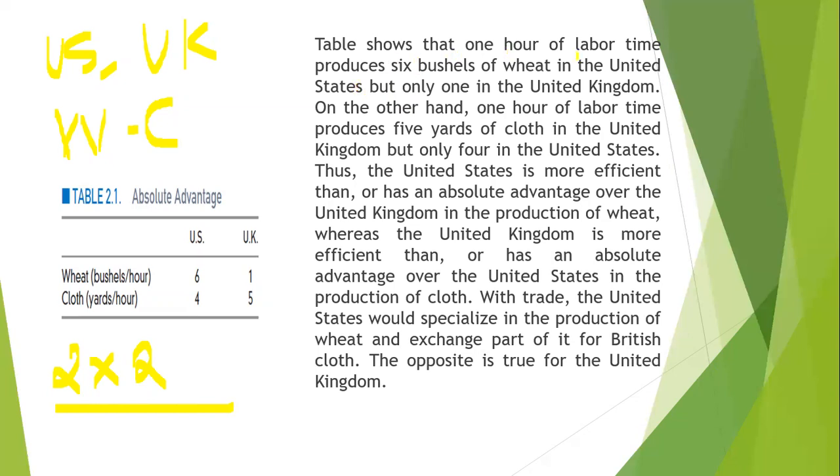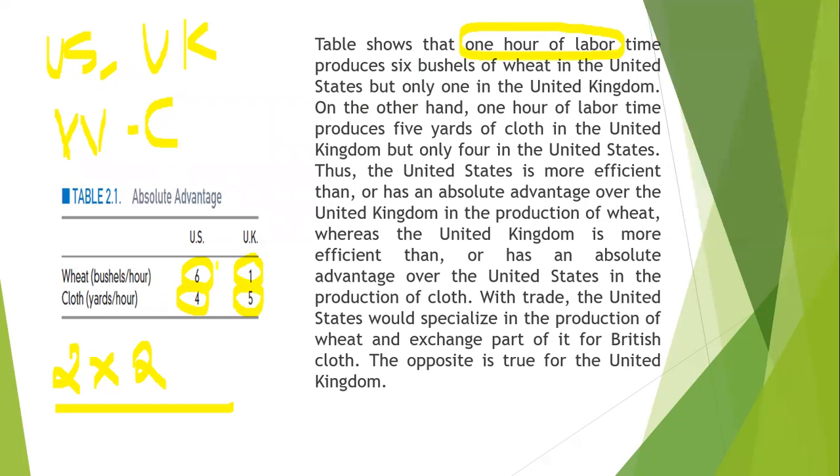This table shows that 1 hour of labor. So here we take 1 hour of labor as the input. So 1 hour of labor produces 6 units of wheat in US and 4 units of cloth in US. The same 1 hour of labor produces 1 unit of wheat in UK, whereas 5 units of cloth in UK.